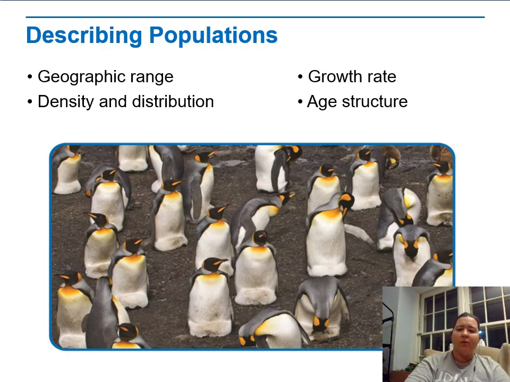There are four categories or classifications we can use to describe populations. 1, we've got their geographic range. 2, density and distribution. 3, growth rate. And 4, age structure. Now, age structure generally plays a lot more role in human populations, but we can also talk about it with other populations as well, especially ones that tend to reproduce and live longer.